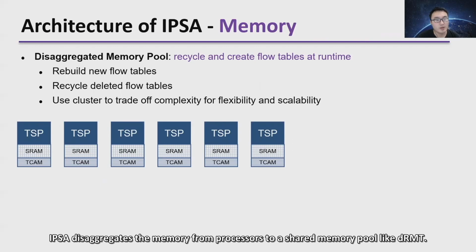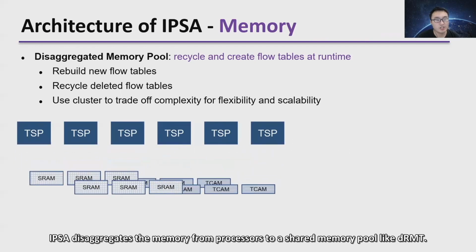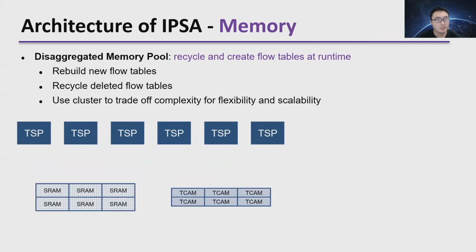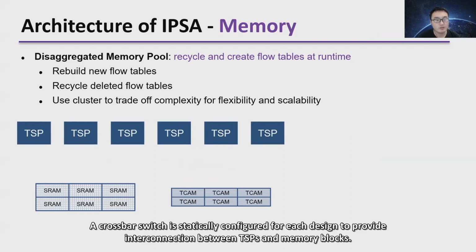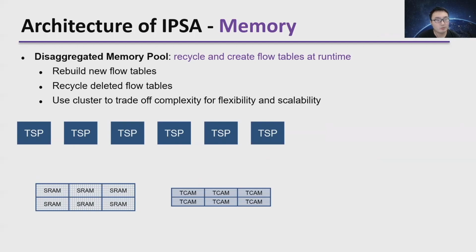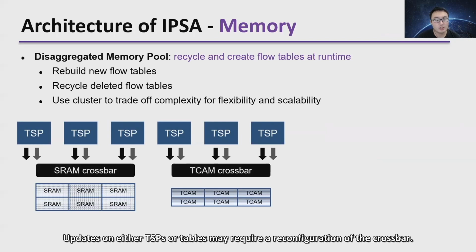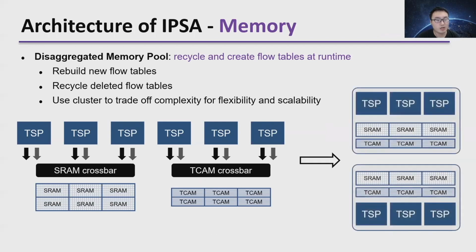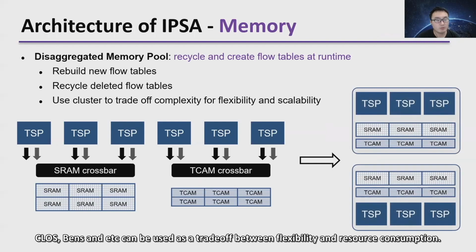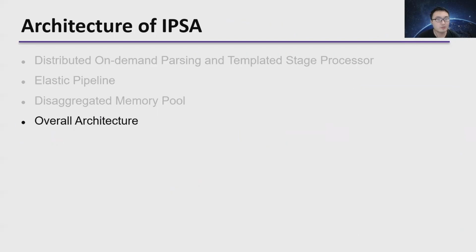As for memory, recycling and rebuilding lookup tables are tough problems. IPSA disaggregates the memory from processors to a shared memory pool like DRMT. A crossbar switch is statically configured for each design to provide interconnection between TSPs and memory blocks. Updates on either TSPs or tables may require a reconfiguration of the crossbar. To cope with the scalability, different crossbar types such as segment crossbar, claws, fins, etc. can be used as a trade-off between flexibility and resource consumption.